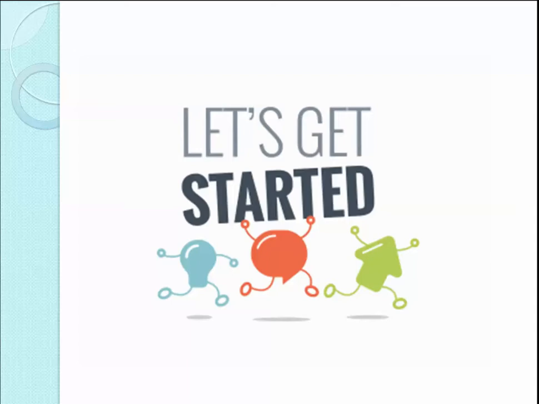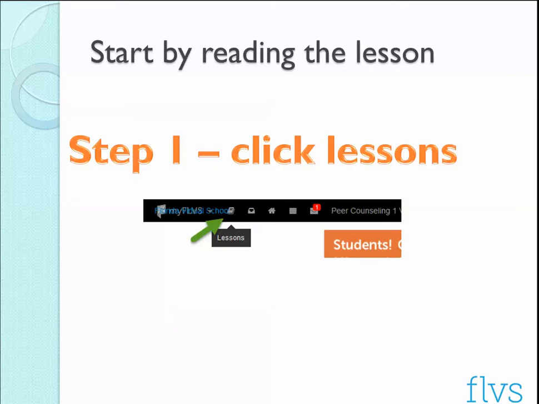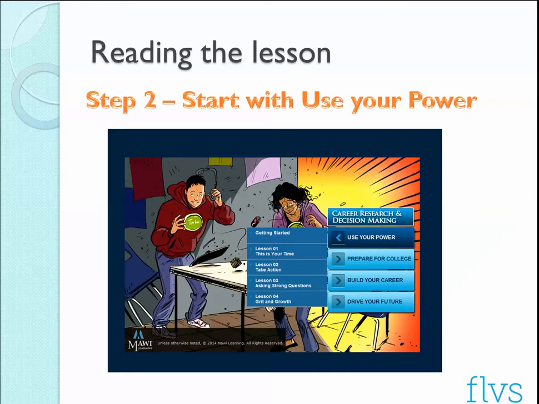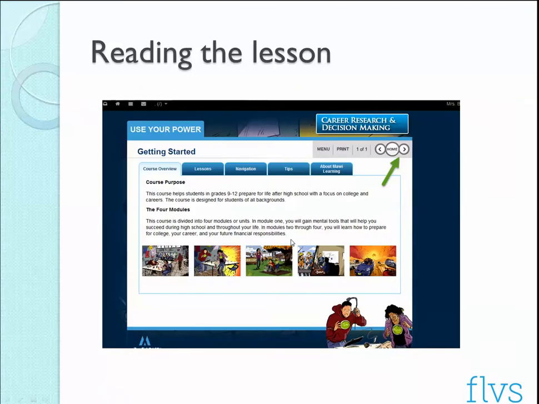So let me go ahead and get started and show you how you will get started in your class. You want to start by reading the lessons. So you want to go ahead and click on the little lesson icon there. And from there, you're going to see the 4 different chapters that we have in this course. We have Use Your Power, Prepare for College, Build Your Career, Drive Your Future. And within each chapter, you have different subsections, okay? So you want to make sure that you read the lessons and you read them in order. So you're going to start by using your power and click on Getting Started.